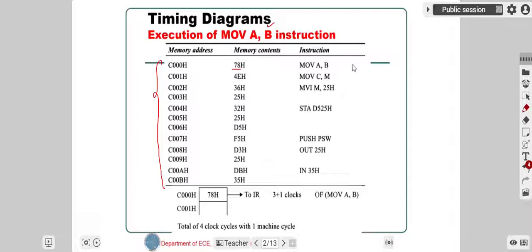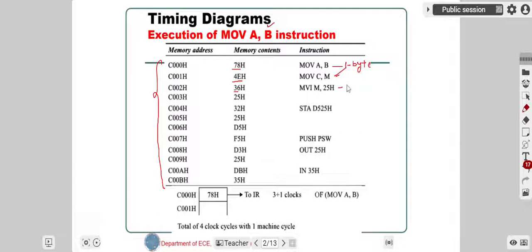Now, because this is a one byte instruction, it would require only one memory location to store it. So C001H would be the next location where another instruction can be stored. Let's suppose we have stored the instruction move C comma M. This instruction is again a one byte instruction, so only one memory location would be required. Let us suppose the third instruction we have stored at address C002H, and the opcode for MVI M comma 25H is 36H.